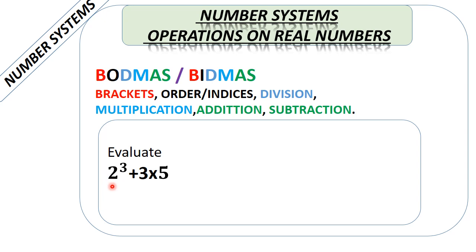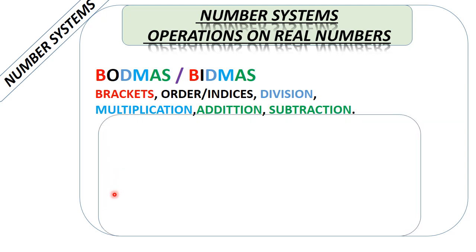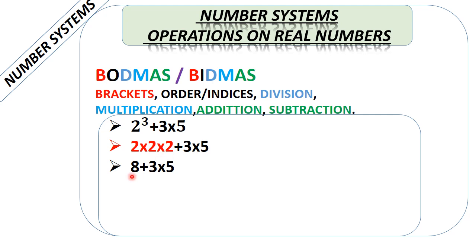So 2 power 3 will just be 2 times 2 times 2, then plus 3 times 5. We just write it here. So we have 2 times 2 times 2 plus 3 times 5. So we have to find what's next. We've got multiplication, addition, multiplication. First we deal with the multiplication we have just introduced. 2 times 2 times 2: 2 times 2 is 4, times 2 is 8. So it's going to be 8 plus 3 times 5.